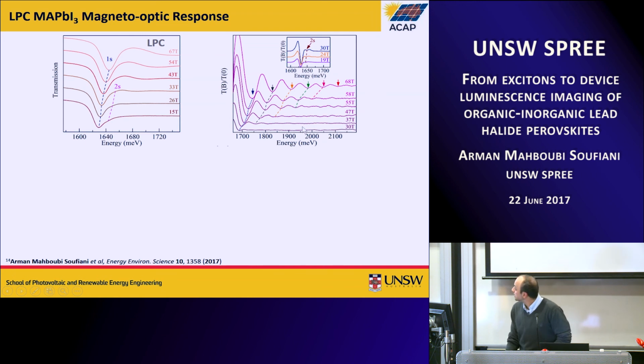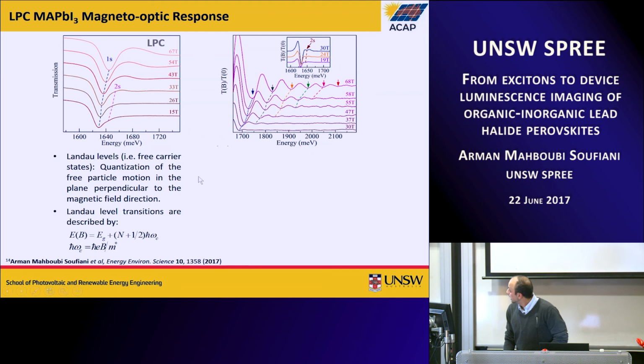When we look at the higher energies, we see more dips in the spectrum. And these are associated with the free carrier transition states. When you put a sample in magnetic field, the movement of the excitons in the plane perpendicular to the magnetic field is quantized. So the movement of the free carrier is quantized. Normally, in the absence of any external field, the transition states are continuum for free carriers. But under magnetic field, they quantize. And they're called Landau levels.